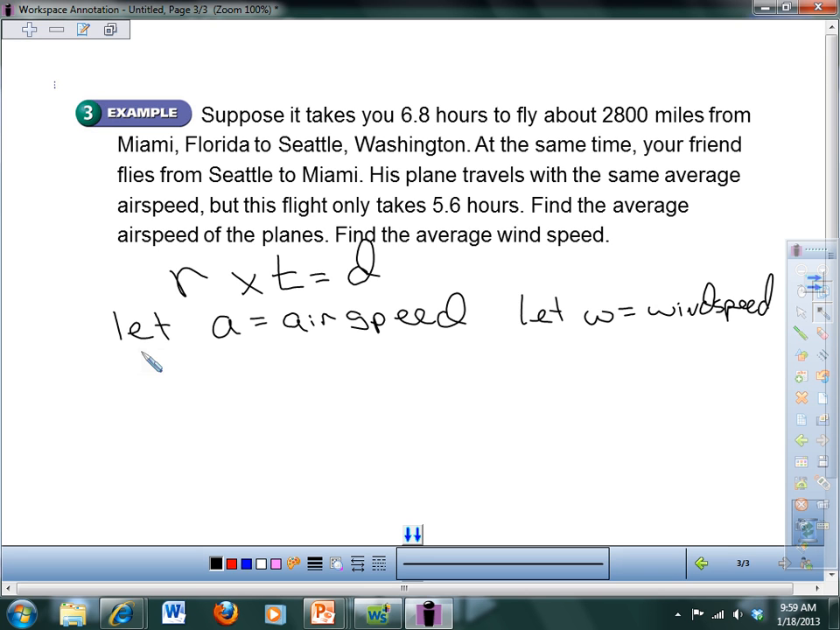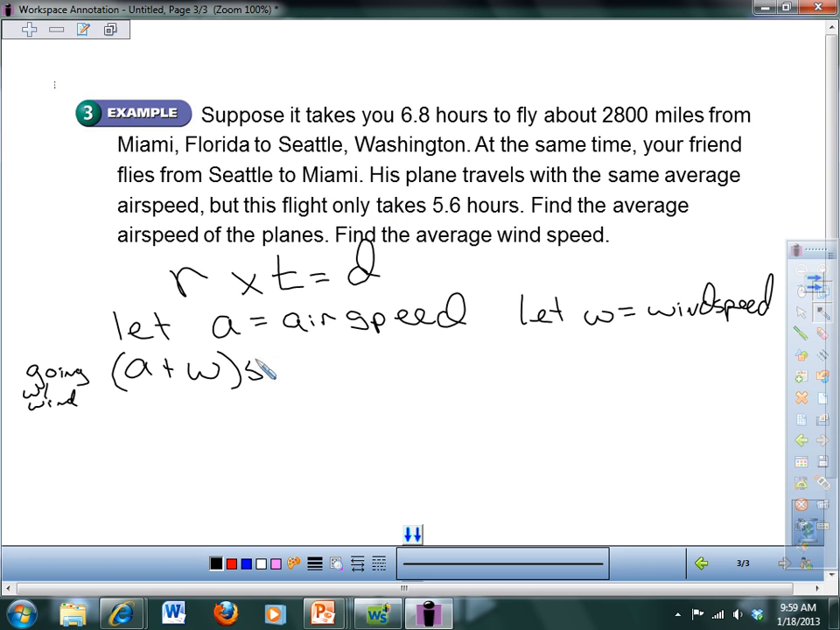So the way this works, okay, rate times time equals distance. So your rate when you're going with the wind, A plus W, is your speed with the wind, because you're going to add. This is your going equation, or going with the wind. Okay, so you have A plus W times the time. How long does it take you when you're going with the wind?